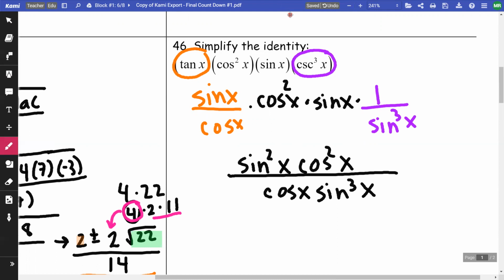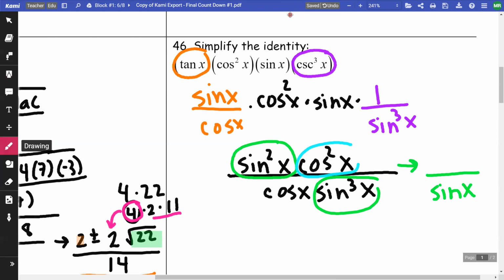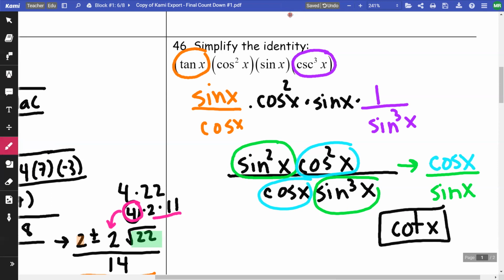And let's see what we have. So I can clean this up. This and this, I'm going to end up with sine squared canceling from top and bottom. And I'm going to be left with a sine x on bottom. And when I'm dealing with this cosine squared x and this cosine x, a cosine x can get canceled out from both of them, and I will be left with a cosine x on top. And a cosine x over sine x is a cotangent x. And that's what that big old mess simplified to.